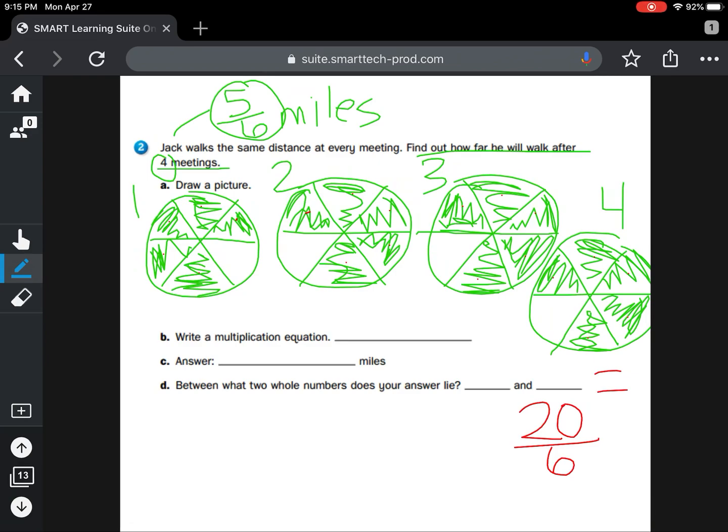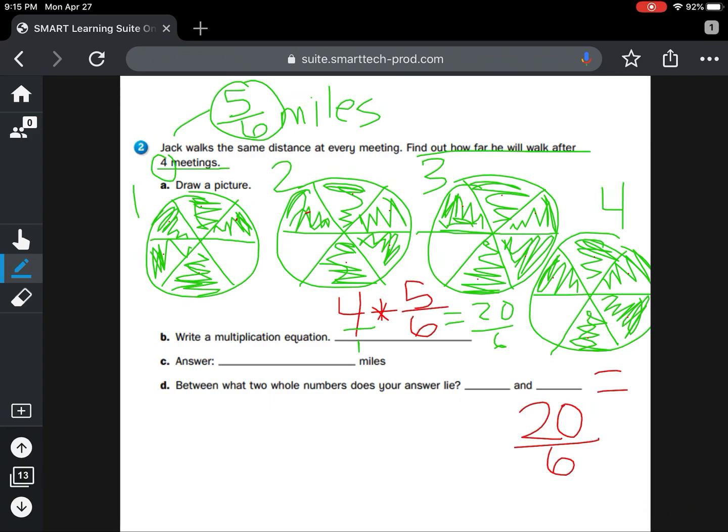But let's go ahead and write our multiplication equation up here. We knew we had 4 meets, or meetings, and at each meet, Jack walks 5/6 miles, so almost a whole mile each time. Then we can put that whole number over 1 and then multiply at the top. 4 times 5 is 20. Then 1 times 6 is 6. And that's the answer we got down at the bottom, so we know we're right.